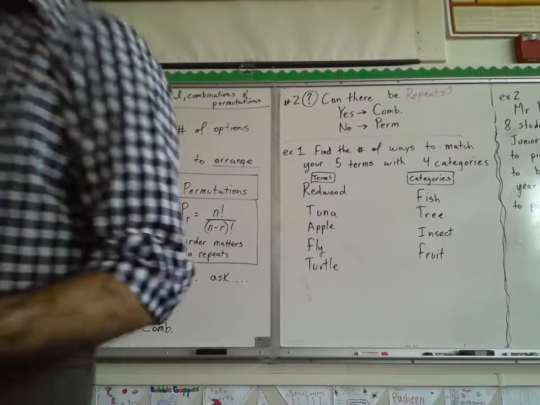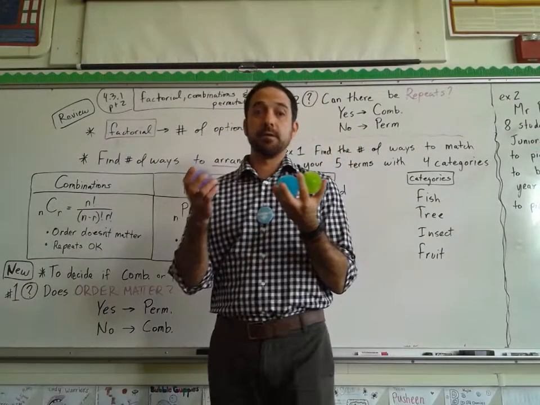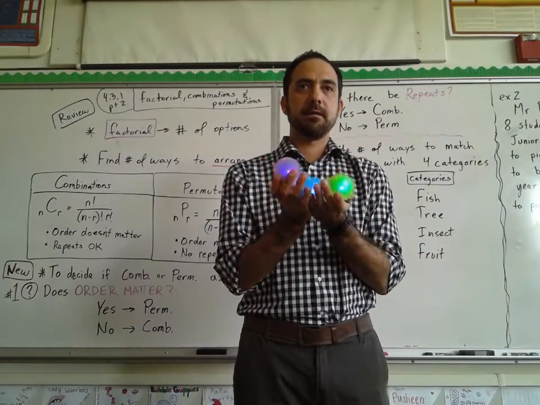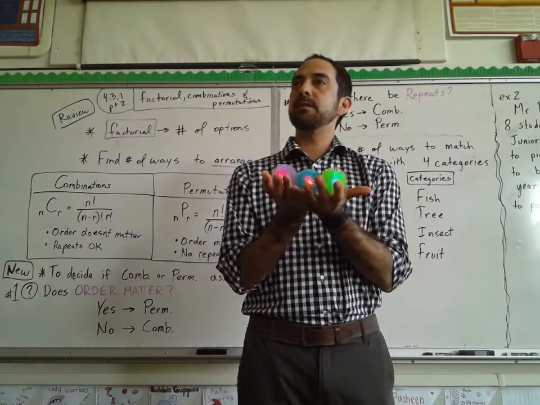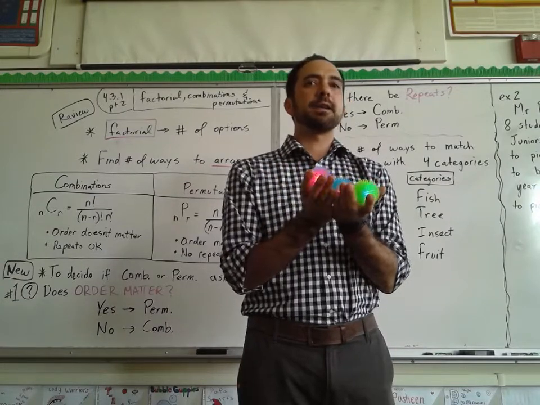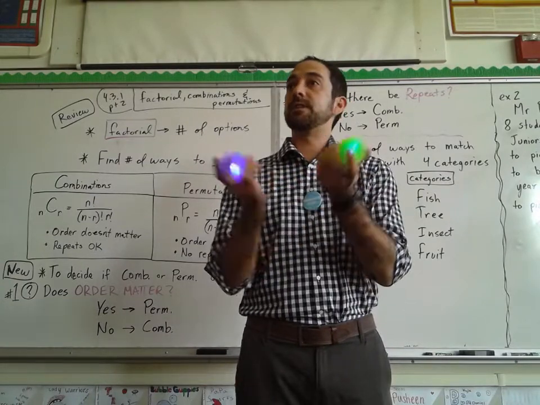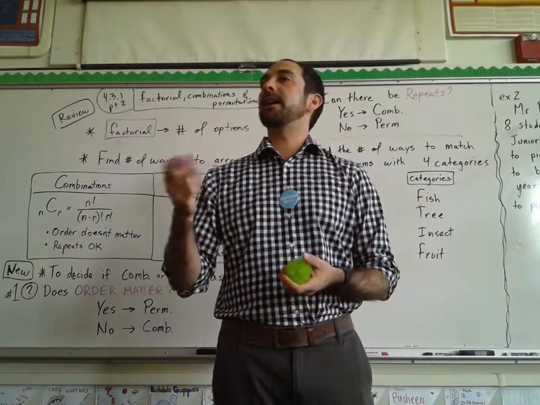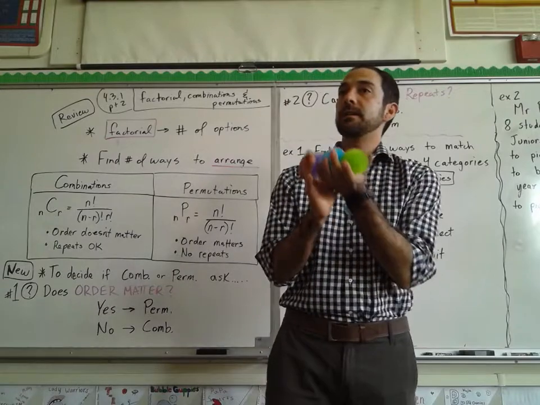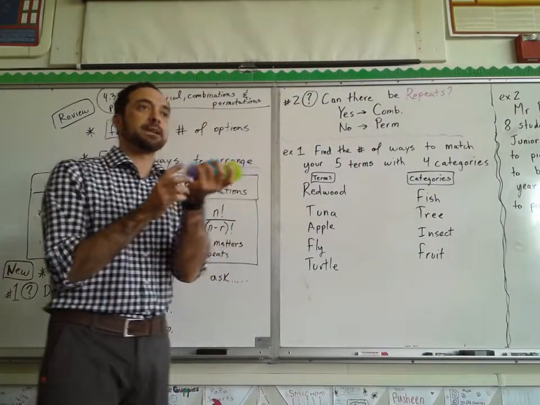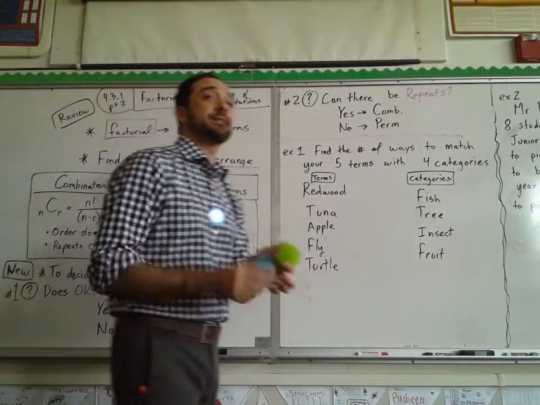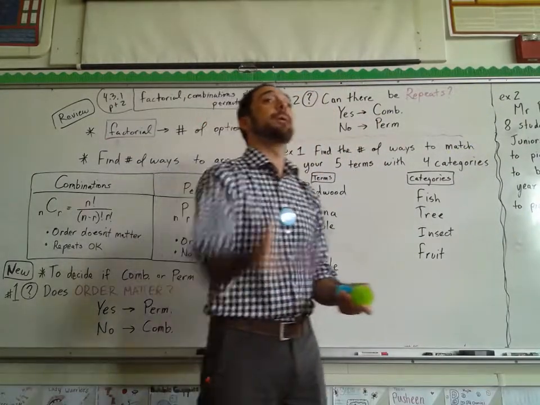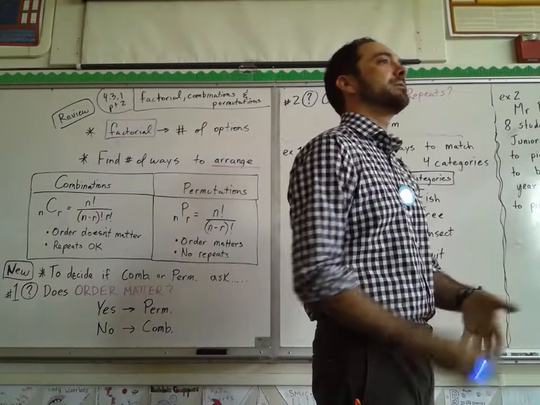If I have these 3 glow-in-the-dark balls, and I could pass them out to students, let's say I have 3 students. The ways that I could pass it out to them is going to be factorial of 3. Because I could first pass this one to TK, this to Jordan, and this to Alejandro. Or I could pass this to Alejandro, this to Jordan, then to TK.